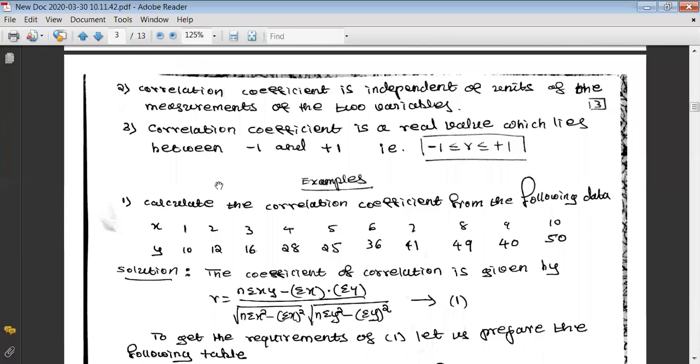And the third property is a very simple one, and it is very important also, and that says that correlation coefficient is a real value which lies between minus 1 and plus 1.